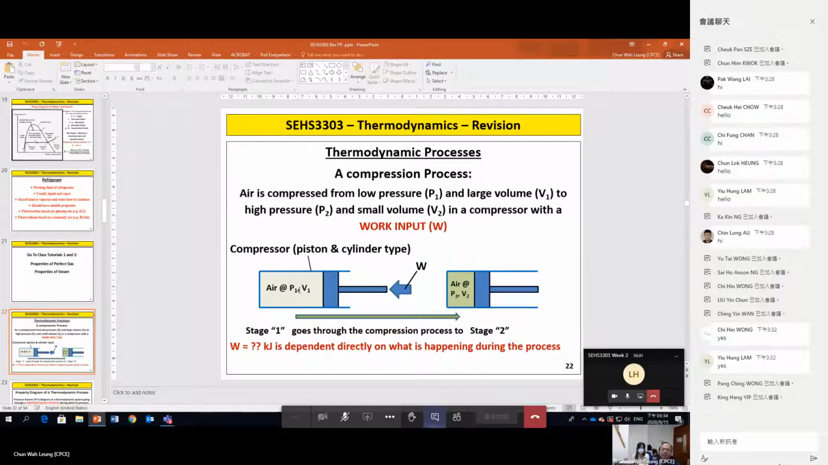And during this process, what I have applied to the working fluid is work energy. I transfer the work energy through the piston into the air. Because of this work energy input, I am able to increase the pressure from P1 to P2, right? So the work done, the work energy transfer, is the energy transfer during the process.